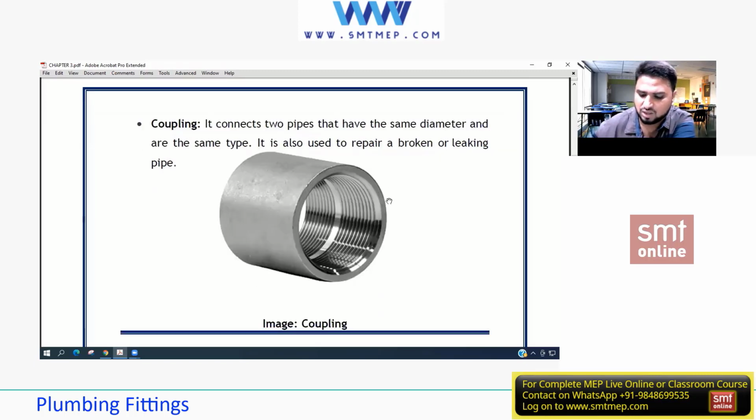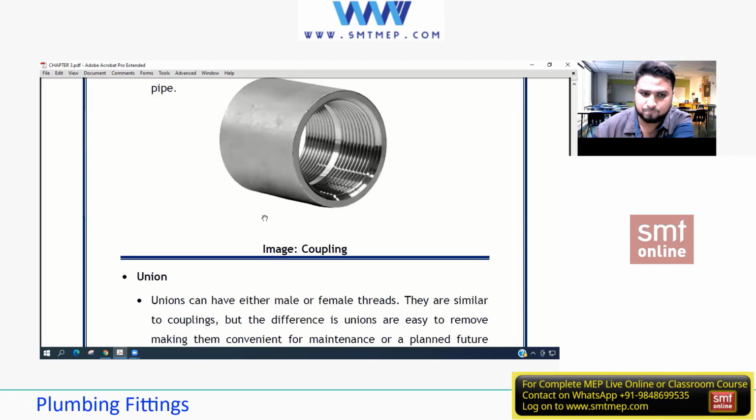Don't fix to the plastic. We do have a GI. We do have a number of fittings in the plastic category also. Okay. Next is a union.